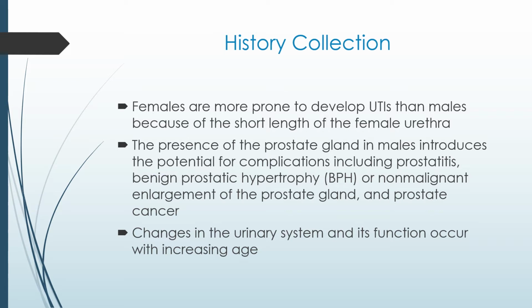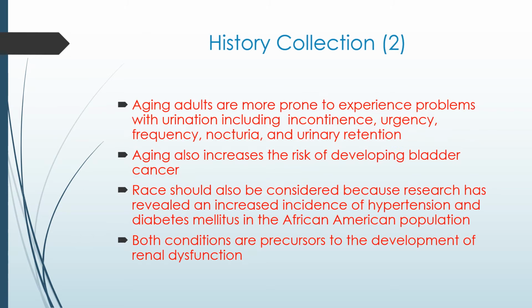So changes in the urinary system and its function will occur with increasing age, right? And we know this. Aging also increases the risk of developing bladder cancer. Race should also be considered because research has revealed an increased incidence of hypertension and diabetes mellitus in the African American population. So, something to be aware of. Both conditions are precursors in the development of renal dysfunction.